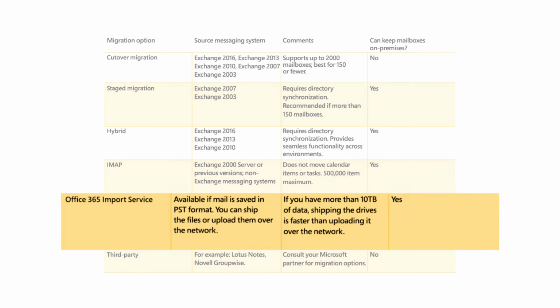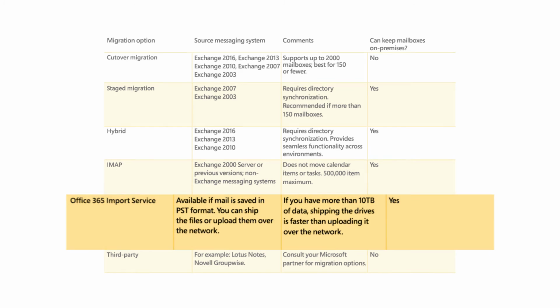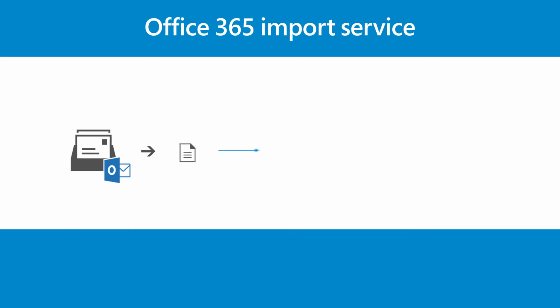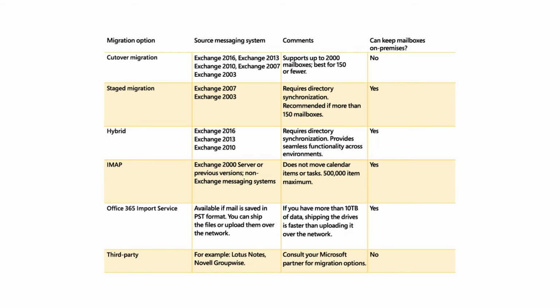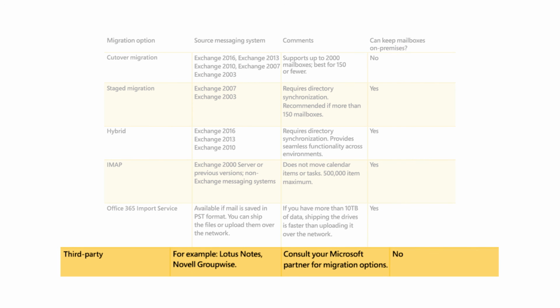You can also use Office 365 Import Service to import PST files to Office 365, either by shipping the files or by uploading the data over the network. If you have more than 10 terabytes of data, shipping the drives will be faster than uploading it over the network. You can also migrate email from other email providers, for example IBM Lotus Notes or Novell GroupWise to Office 365.